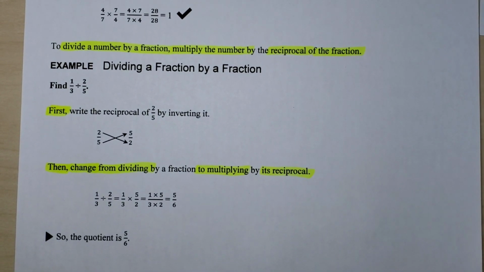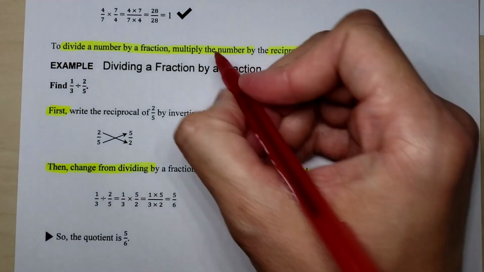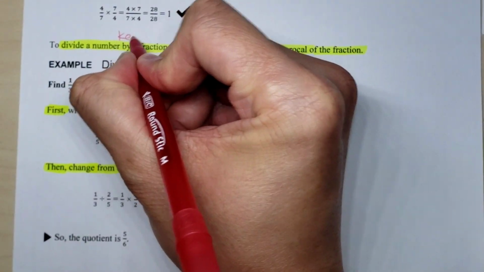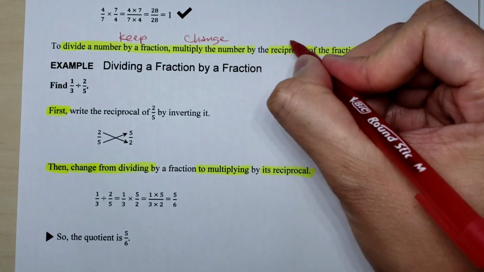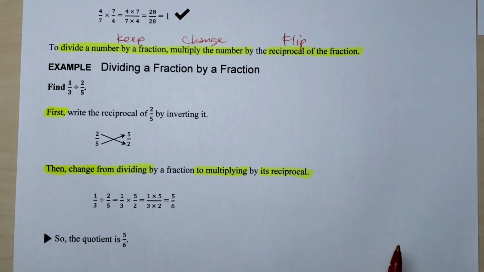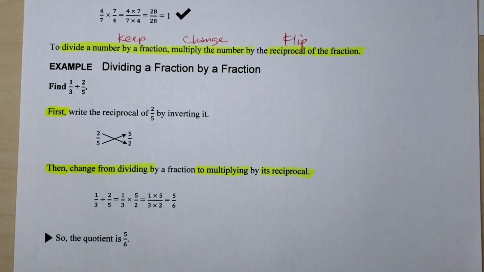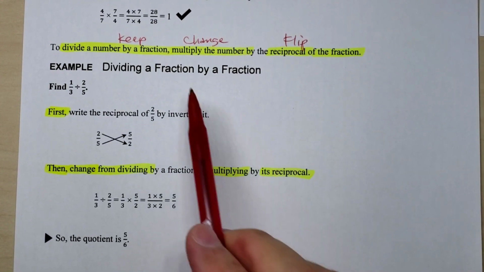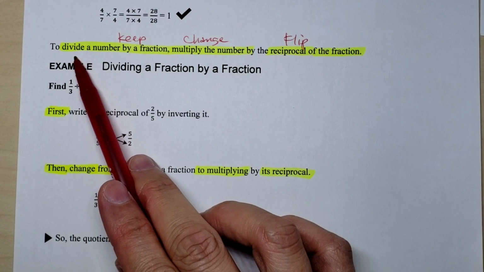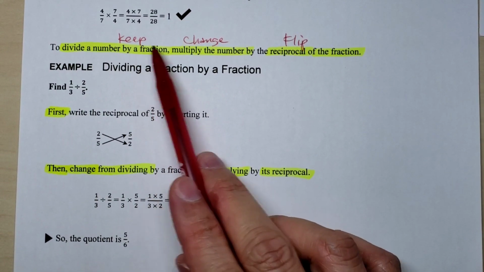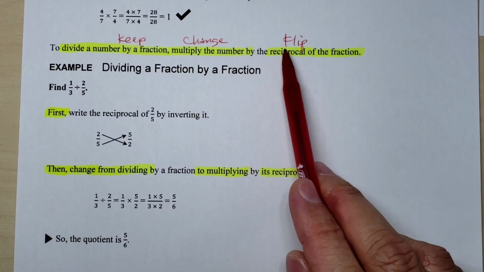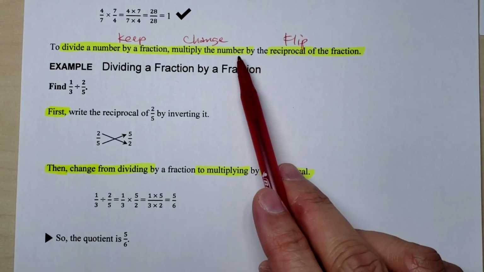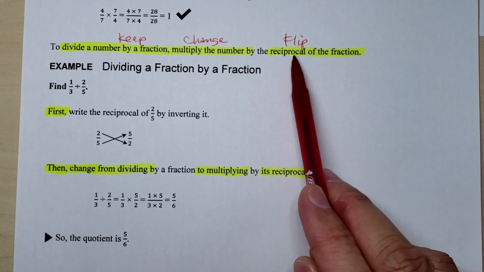Now you might remember the keywords that say we keep, we change, and we flip. A lot of people remember the KCF, but why does KCF work? Because dividing is the same thing as multiplying. We're changing the division into a multiplication, and then flip means by its reciprocal, so we flip the number.